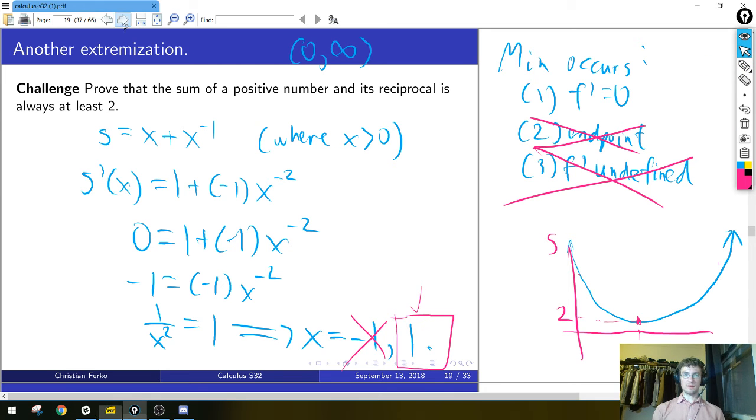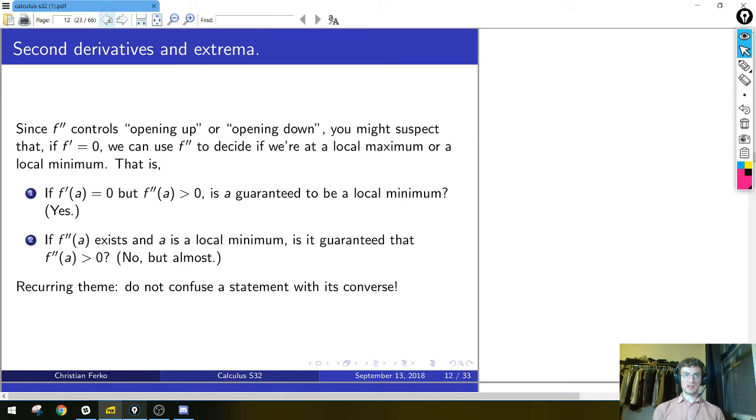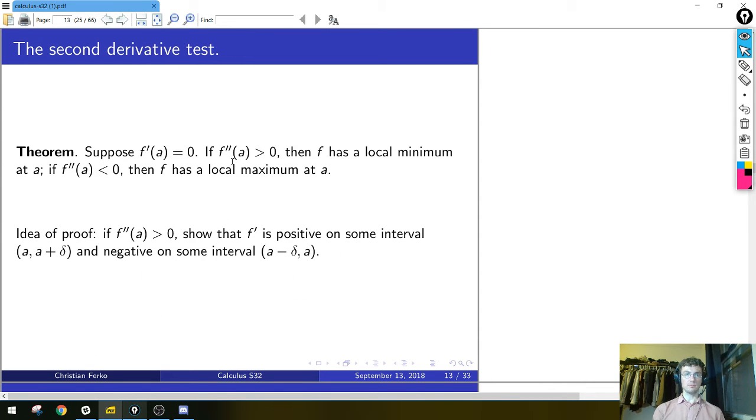Okay, if we wanted to see that a bit more carefully, we could have, in addition to taking the first derivative, which you told me was 1 plus minus 1 x to the minus 2, which is what you said, we could have also taken the second derivative. Why does the second derivative help us? Because we proved a few minutes ago that if f prime is 0 and f double prime is positive, then f has a local minimum at a. And indeed, in our case, it was also a global minimum at a.